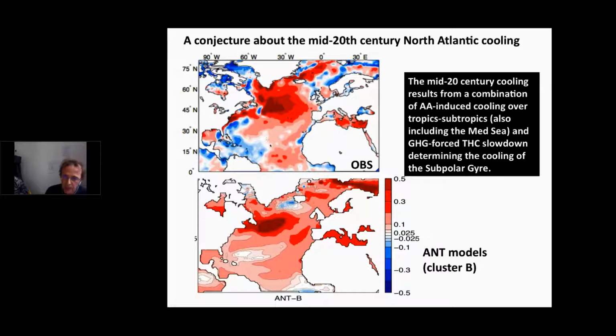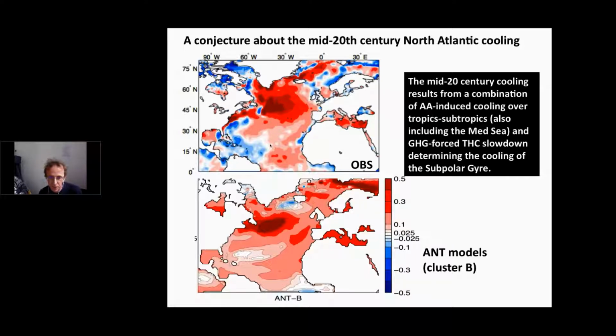Here, I'm mentioning the thermohaline circulation slowdown because there have been works showing that in a warming climate, a slowdown of the thermohaline circulation is a plausible response, and by this slowdown carrying less warm water to the northern North Atlantic may determine a local cooling of the system. So basically, this pattern appears to be consistent with such an explanation.